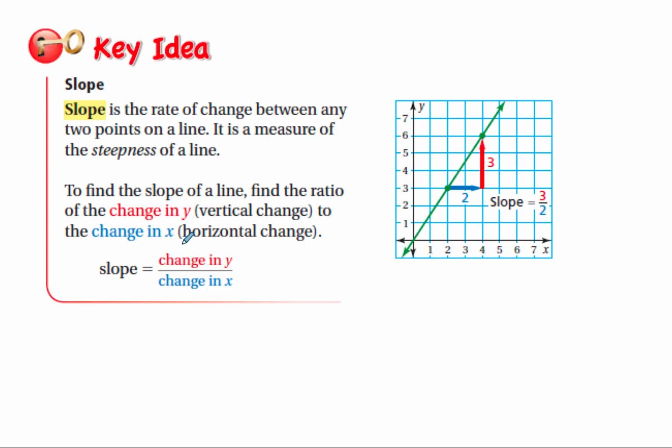All right, so here's your key idea. Slope is the rate of change between any 2 points on a line. It is a measure of the steepness of a line. To find the slope of a line, find the ratio of change in y, the vertical change, to the change in x, the horizontal change. So rise over run.